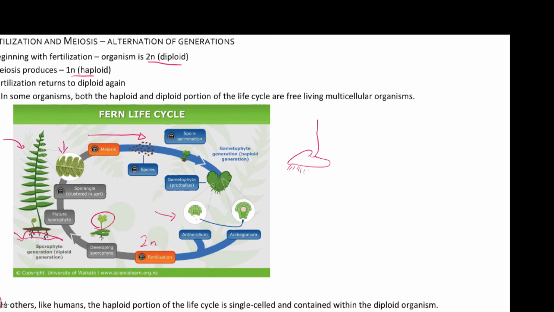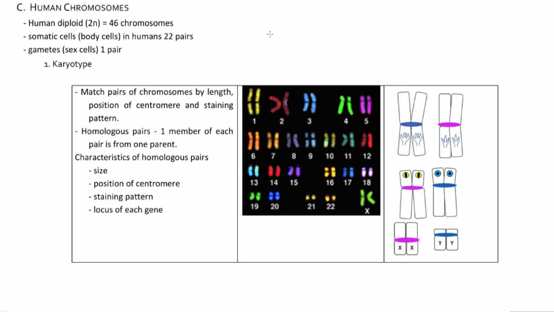In our case, our haploid cells are contained within our diploid state. Here we have the human chromosomes. We have 46 chromosomes total. That's a diploid number. That means we have 23 pairs of chromosomes. 22 of those pairs are what are called somatic chromosomes. The final pair are the sex chromosomes. We arrange those chromosomes in order of descending length when we do what's called a karyotype analysis.